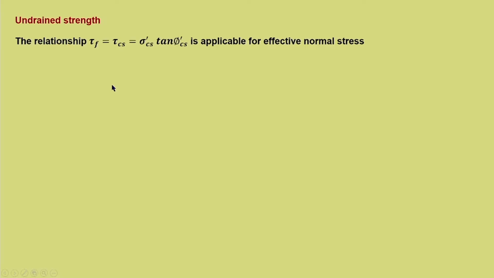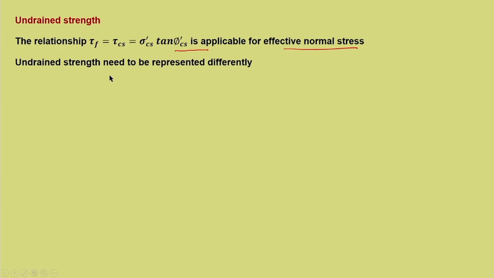Okay. Now let us see some important aspects related to undrained strength. We have discussed this. Su is the undrained shear strength of soil, which we discussed in module 2. So we will see in terms of critical state framework, how it looks. Now we know the relationship tau f, which is the failure state, and for critical state framework the failure state is the same as the critical state, tau_cs equals sigma dash_cs tan phi dash_cs, applicable for effective normal stress. This relationship is familiar to us.